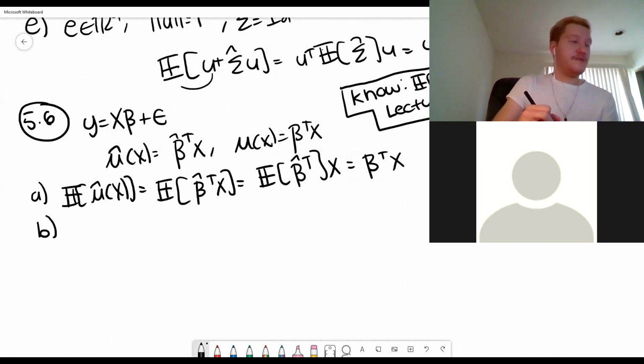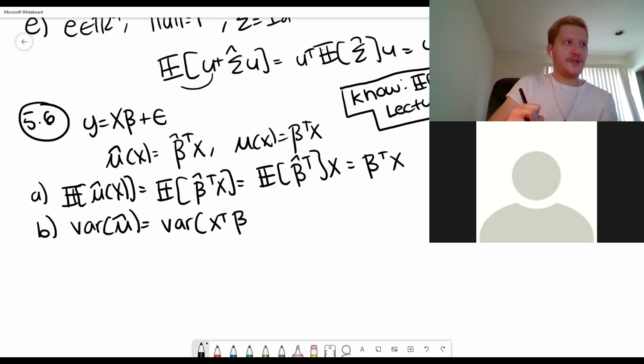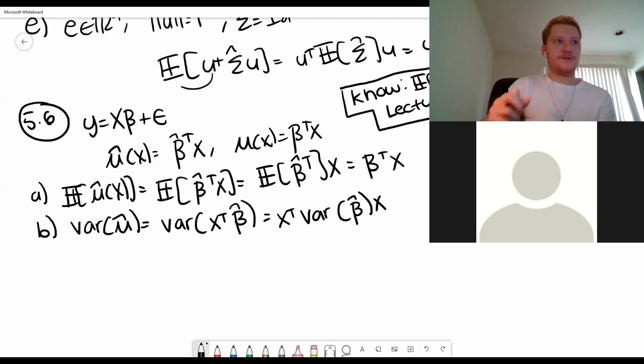And then B asks you to find the variance of mu hat. This is actually very similar as well. I'm going to write it as the variance of x transpose beta hat, which is a little easier for me to think about. We can just pull out the x, since it's a constant: x transpose, beta hat, and then x, right?